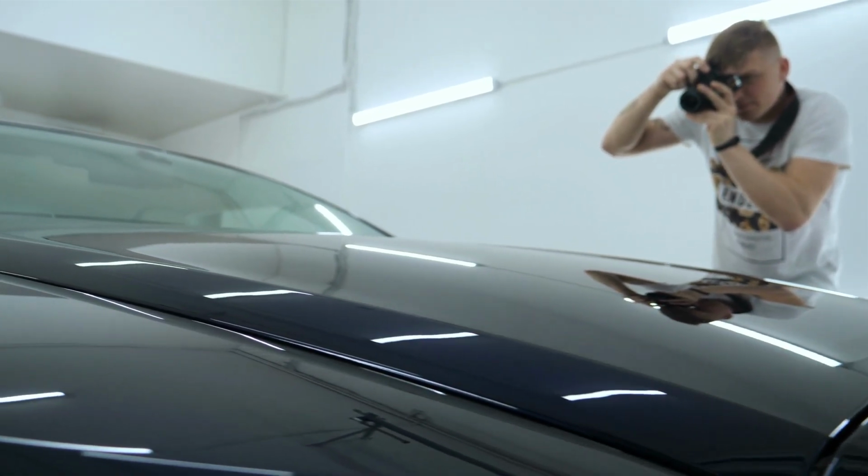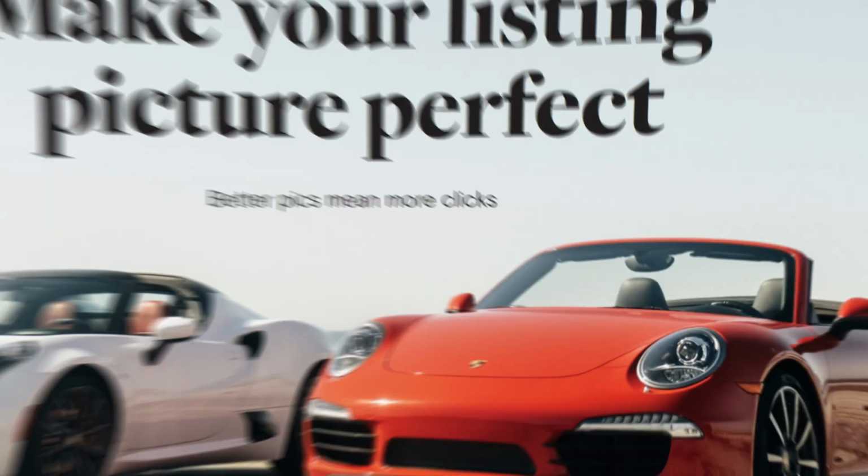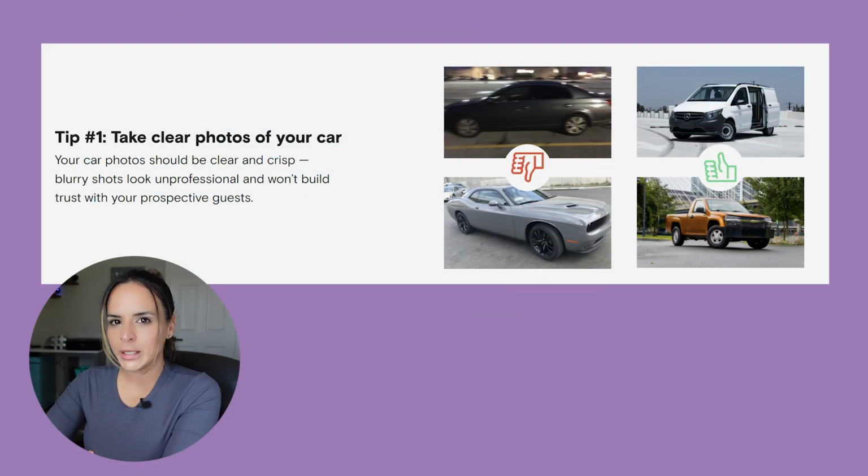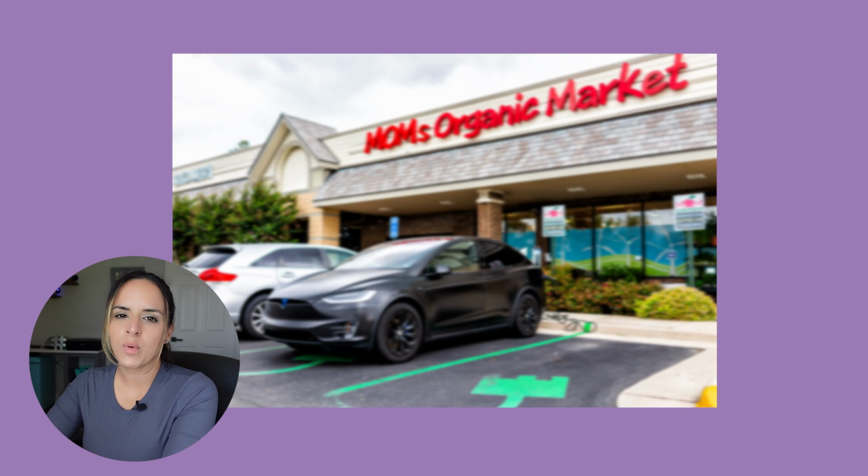So I'm gonna go through some quick tips for taking your car photos, and I'm gonna show you what Turo's suggestions are. Number one is take clear pictures of your car. They should be clear and crisp. This is supposed to be a business, and so it needs to look as professional as possible. So you don't, for example, want to take a blurry picture in a supermarket parking lot. That's just not going to give you the most opportunity to have that car rented.